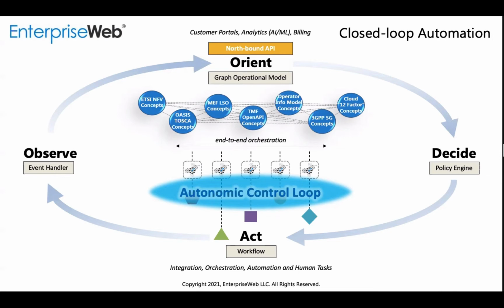Also note that there's a northbound API as well that's pushing up to the customer portals, analytics, AI, ML, and billing. And all of this is actually deployed in production. We're into production with Tier-1 Telecom. So this whole scenario is not 4 years down the road. This exists today.